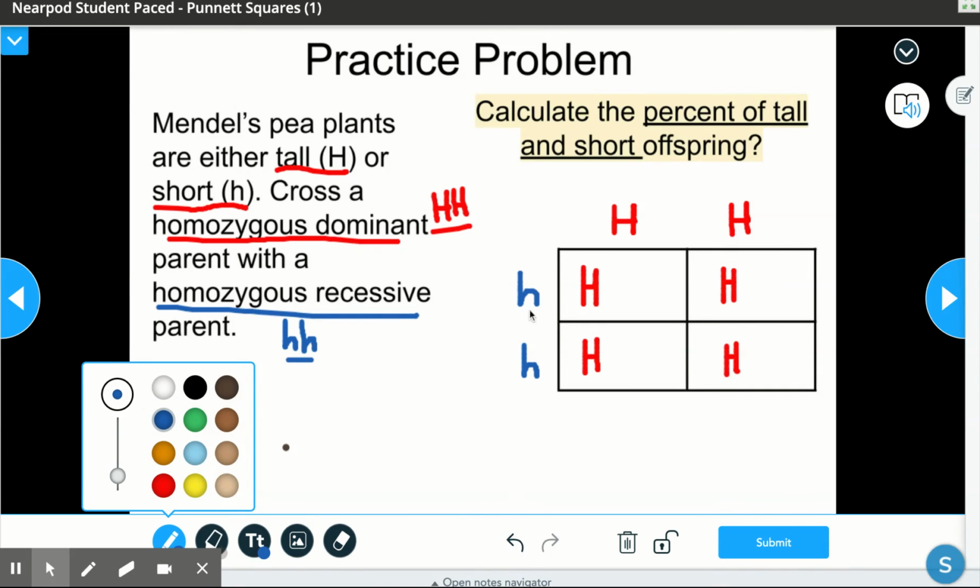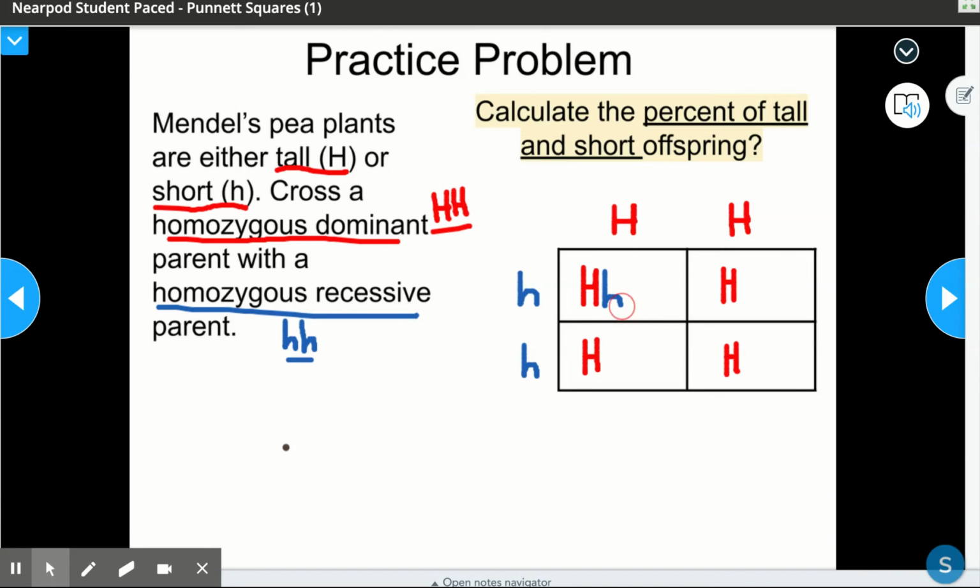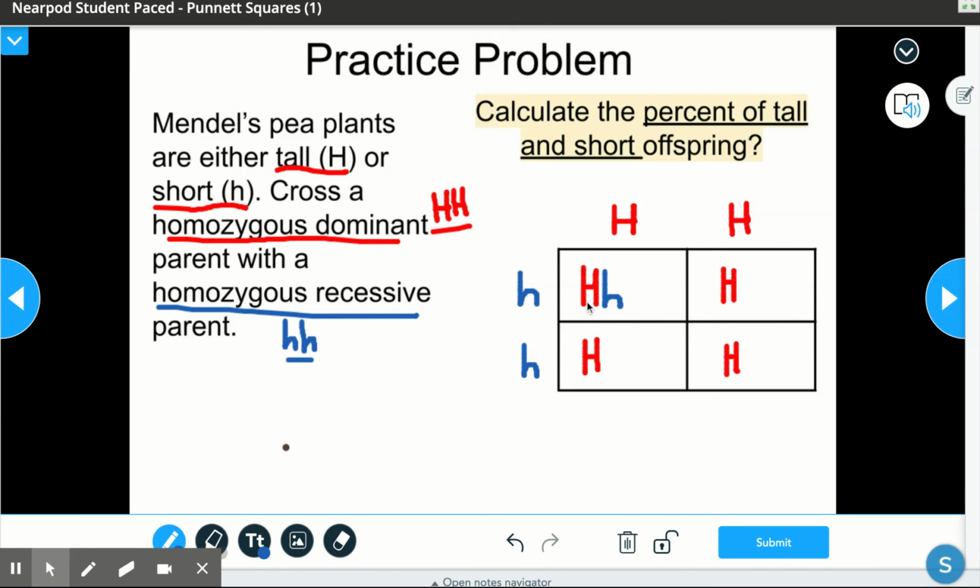Parent number 2 has recessive alleles. So let's start off with this first recessive allele. If this gamete carrying this recessive allele fertilizes this other gamete of the other parent, the offspring will end up with this genotype. Heterozygous, 1 dominant, 1 recessive.